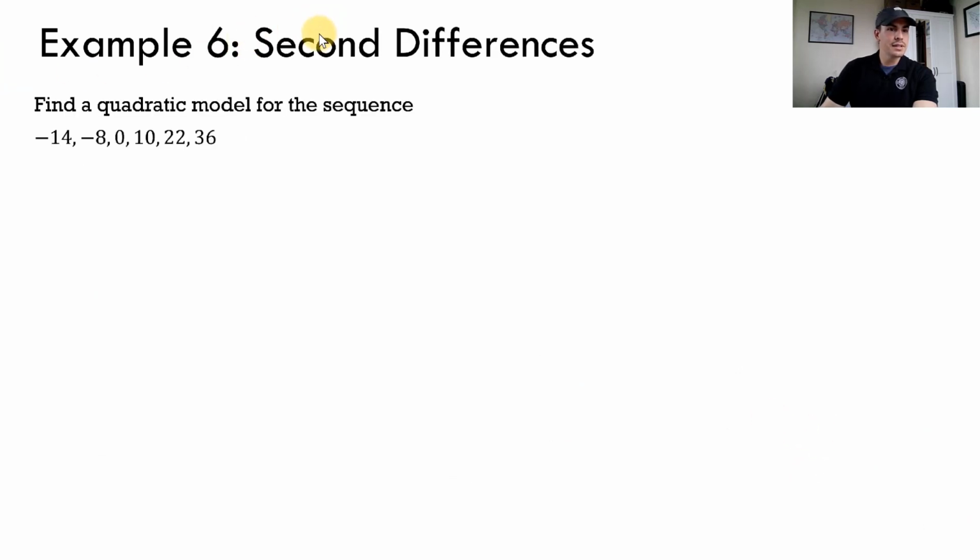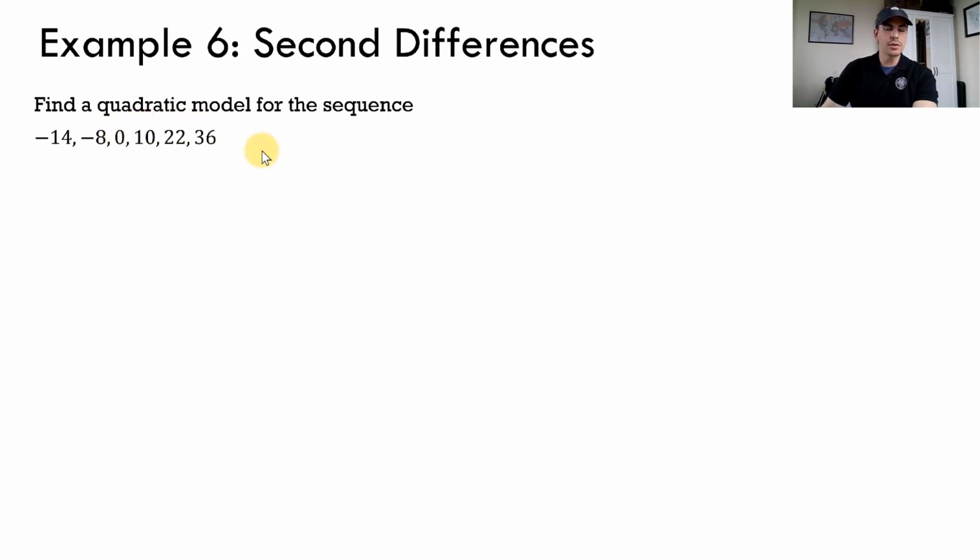Sorry, I know we have a lot of examples in this one, but we're going to look at second differences, find a quadratic model for this sequence. So if you take a look at this quickly, you can tell that I don't have the same first difference, right? First I add 10, then 12, then 14.